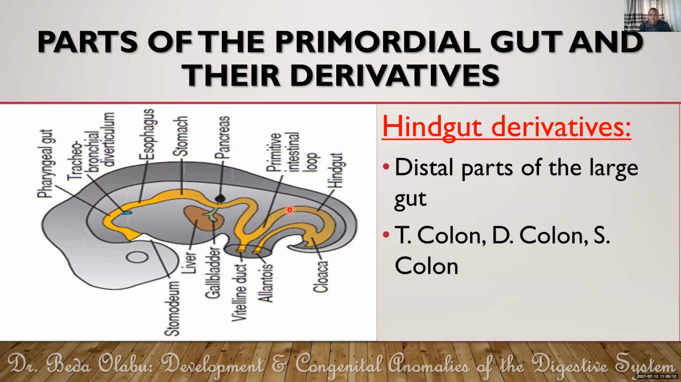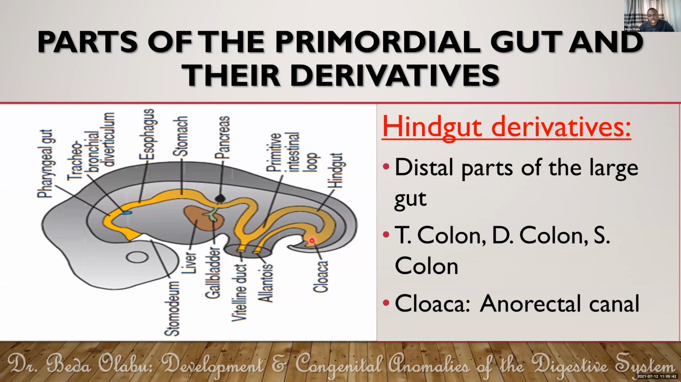Apart from the left colon, which comes from the hindgut, look at this. The hindgut has a common union with the allantois. The common union of the hindgut and the allantois is known as the cloaca. The cloaca is a common chamber connecting the allantois and the hindgut.